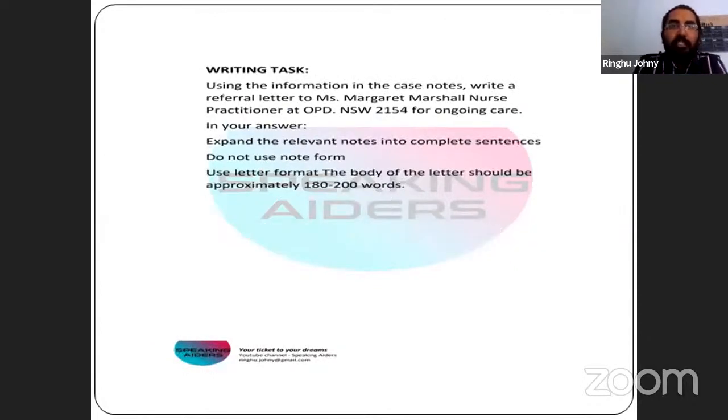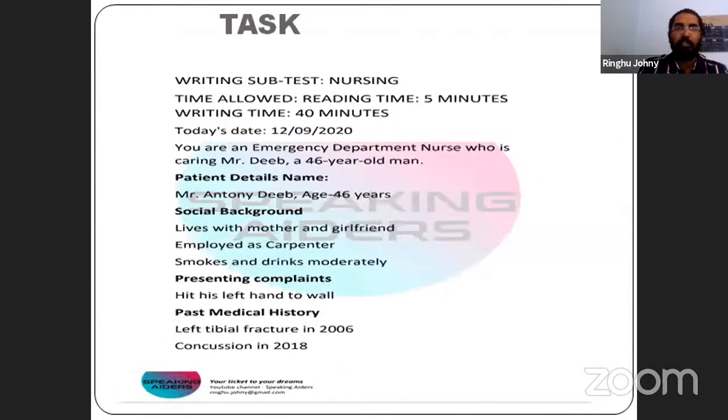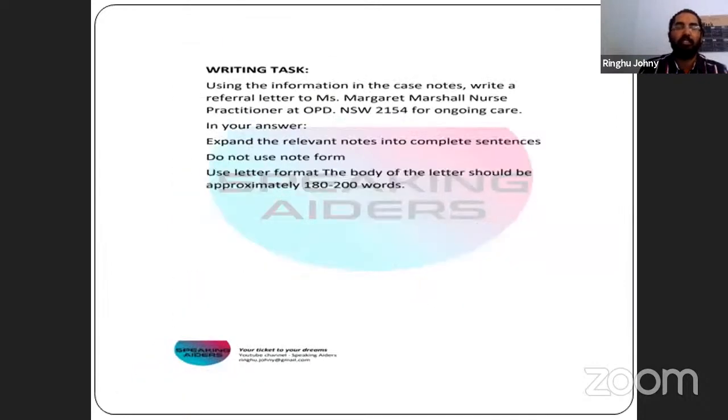And the writing task. It says using the information in the case note, write a referral letter to Miss Margaret Marshall, nurse practitioner at OPD, NSW, New South Wales 2154, for ongoing care. In your answer, expand the relevant notes into complete sentences. Do not use note form. Use letter format. The body of the letter should be approximately 180 to 200 words. So that's a task for us. It's not a big task, it's a small task, and let's see how we can write it.